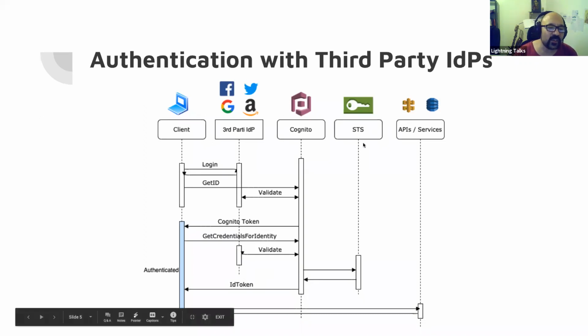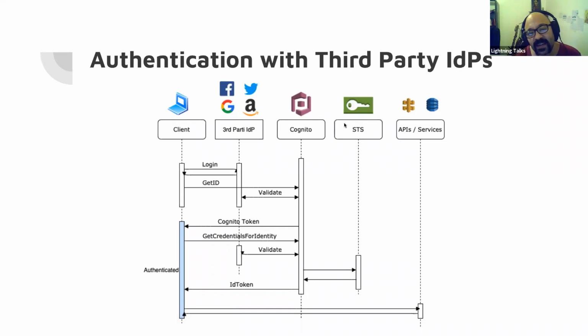There is an interaction with STS, but it's invisible to the developer. STS is another Amazon Web Service that is like a token vending machine. It will give you the tokens necessary to access these services, given that you are not authenticating directly with Cognito. But this part is totally transparent to the developer. You don't even know STS is part of this flow.